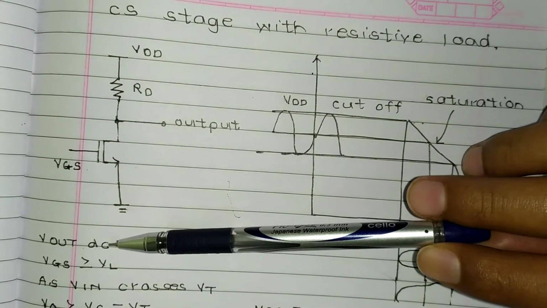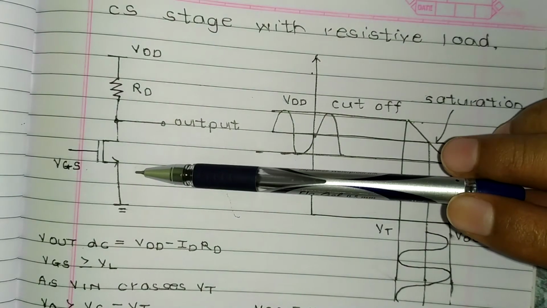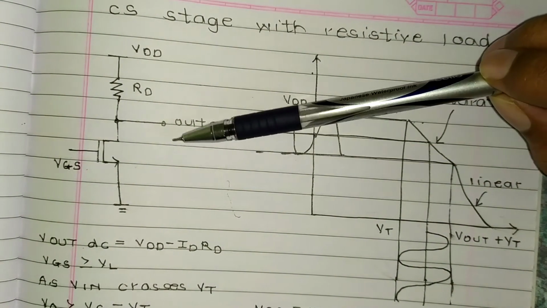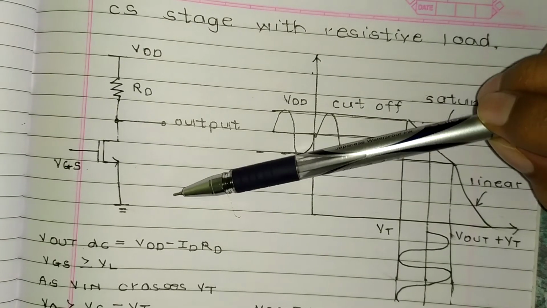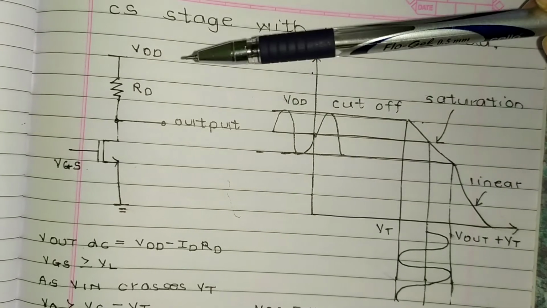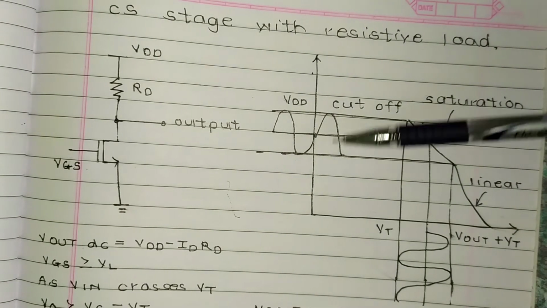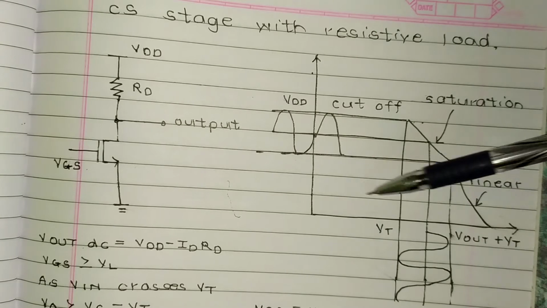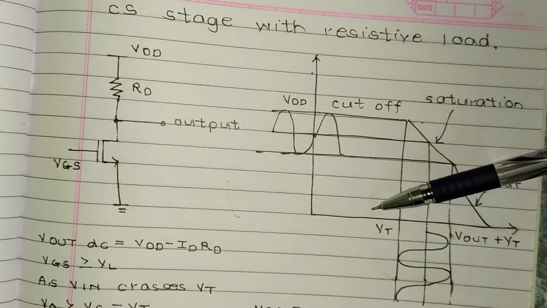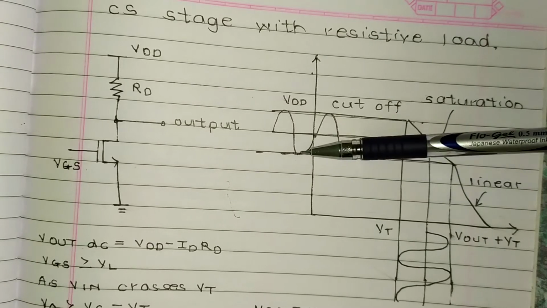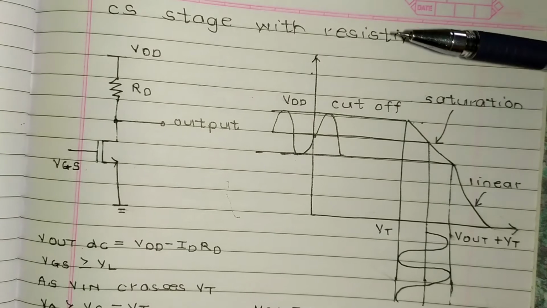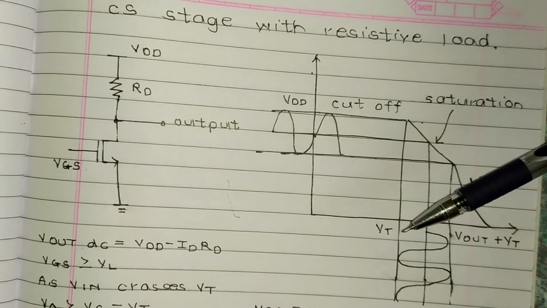Then VGS is greater than or equal to VT. As Vin crosses VT, so this is Vin, as Vin crosses VT, that is this value, Vout is greater than VG minus VT. Vout becomes greater than VG minus VT.